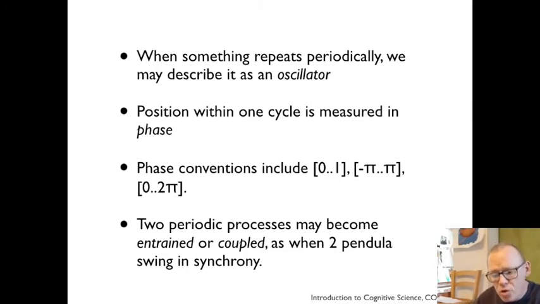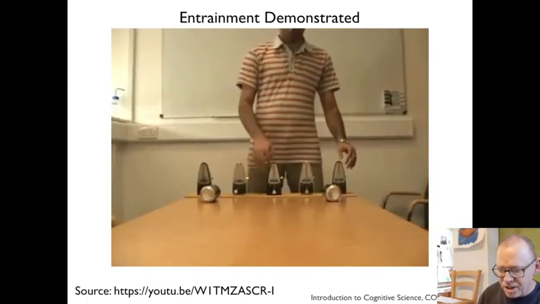Now, if we have two oscillators and they can interact, then they typically will exhibit some form of influence on each other, and they will become, to some extent, non-independent. They will become entrained or coupled. So two pendula, which are swinging, if they're allowed to interact even slightly, will become non-independent. Here's a nice example of it from Loughborough University.